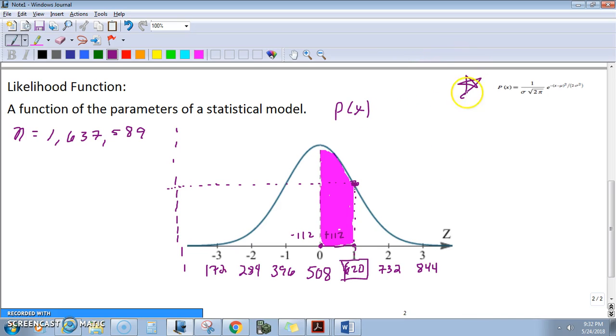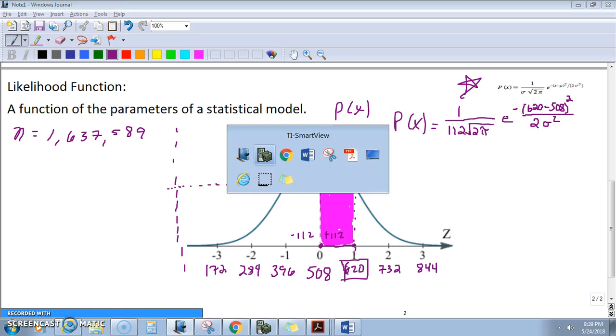So if you look up here, I have the formula for a normal curve. P of X is equal to 1 over my standard deviation, so I'm going to have 112 square root of 2 pi, e to the negative. And then let's say I want to find the likelihood of a 620 score. So I'll put 620 minus the mean, which is 508, squared, all over 2 times the standard deviation squared. Okay, so what would the output be here?